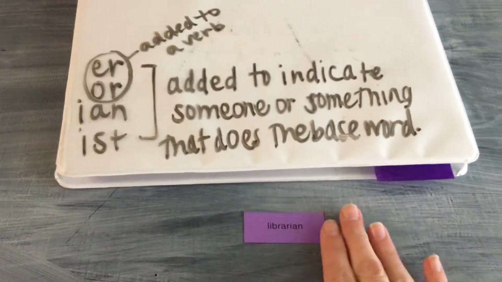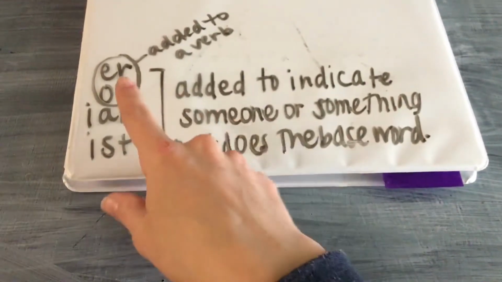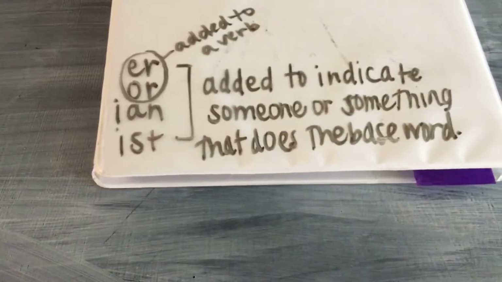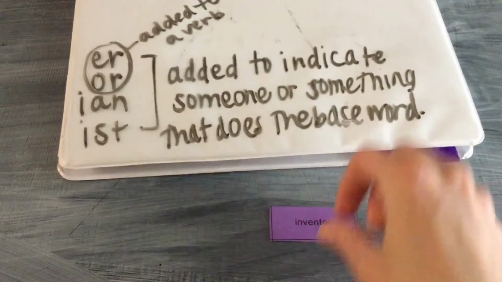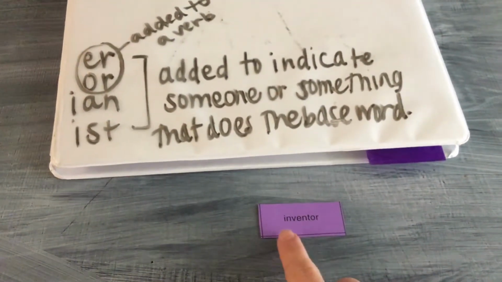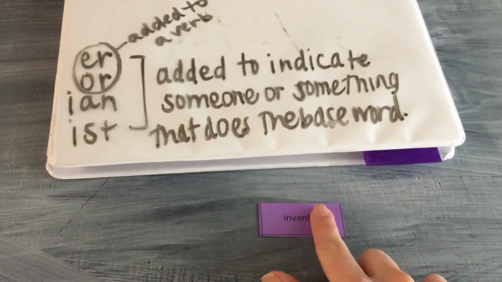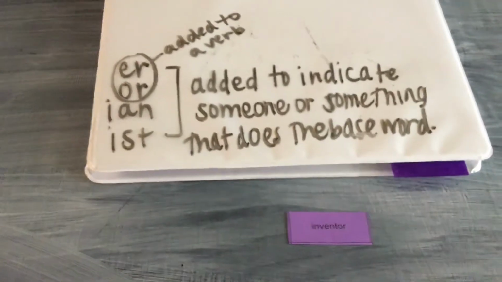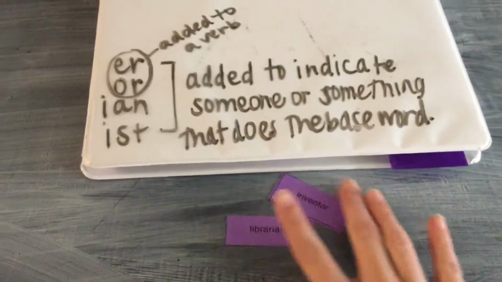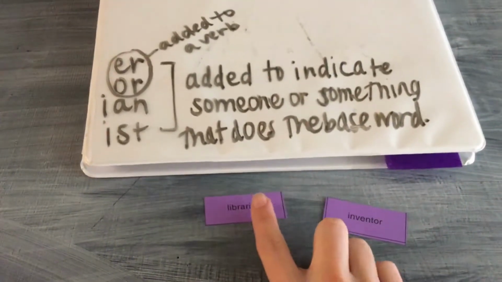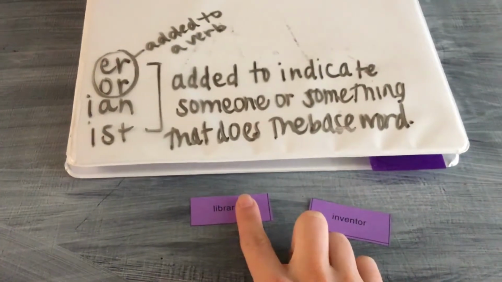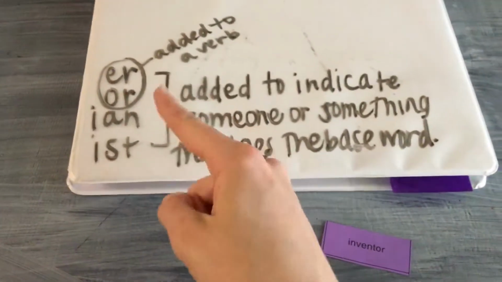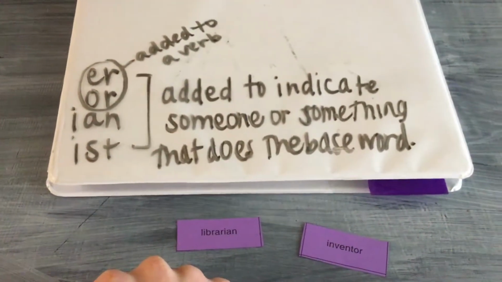To keep in mind also, if you're having troubles remembering, ER and OR are typically added to a verb when we're doing something. So, inventor, the first part is invent. That is a verb. I invented something. And an OR is added. In contrast to librarian, where library is not a verb, it's a noun, and then I added IAN. So that's something to keep in mind if you're trying to decide which of the ones to use.